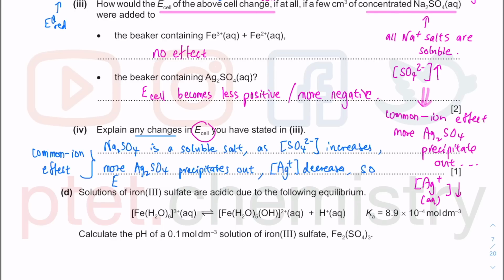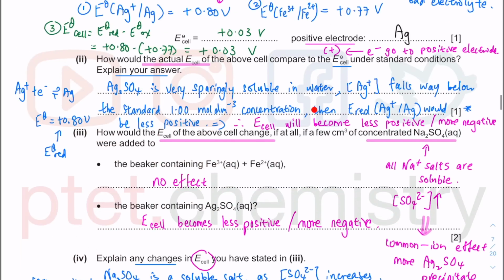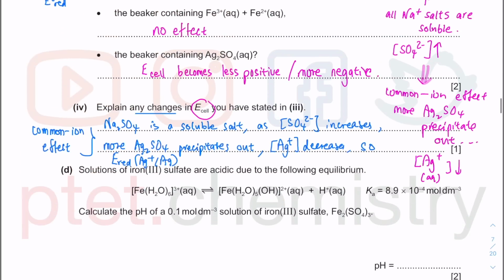So the E red, which is for the Ag+/Ag, just like how we explained for the previous bit of the question, this is going to shift to the left in order to try and increase the concentration of Ag+. Le Chatelier's principle, counteract the change to try and increase the concentration of Ag+, shift to the left, this one becomes less positive. So if the E red Ag+/Ag becomes less positive, what will happen to the E cell then? The E cell will become less positive. Okay, so hopefully that makes sense to you. They're pretty stingy back then with just 1 mark for this long explanation here.